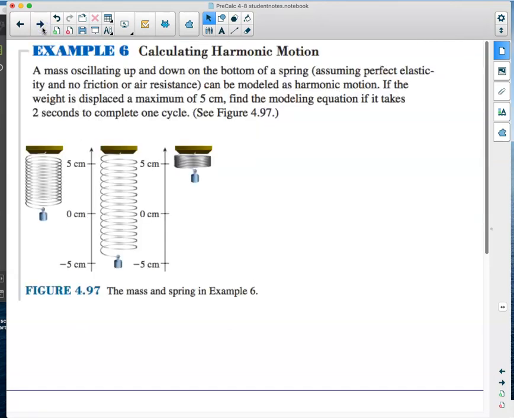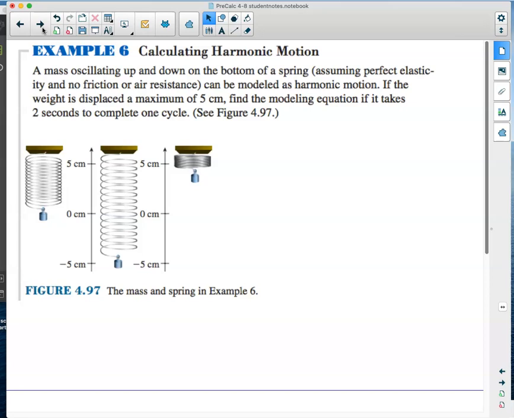Simple harmonic motion. Another example, example 6 here, which reminds me a lot of the little scales that they have at grocery stores. You know, if you want to see how many pounds you have of your oranges, your apples, whatever it may be, before you get up to the till and find out how expensive things are. So we've got calculating harmonic motion, a mass oscillating up and down on the bottom of a spring, assuming perfect elasticity and no friction or air resistance. Well, we know that's not really the case, but we're going to start there because that'll make it much easier.